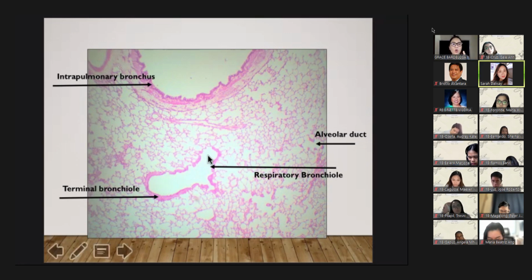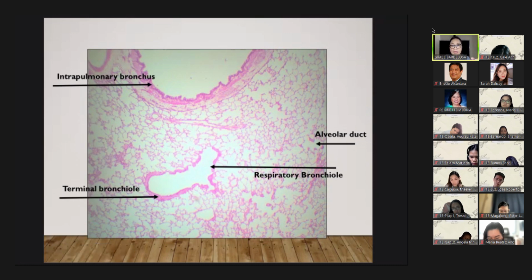But then, when we reach this respiratory bronchiole, what we can appreciate is that there are openings already into alveolar sacs, alveolar ducts, alveoli. Hence, there are openings for simple squamous epithelium. Okay? So, sinabi ko sa inyo, pag medyo malaki na siya, mahaba, like this one, no? So that is what we call the alveolar duct.